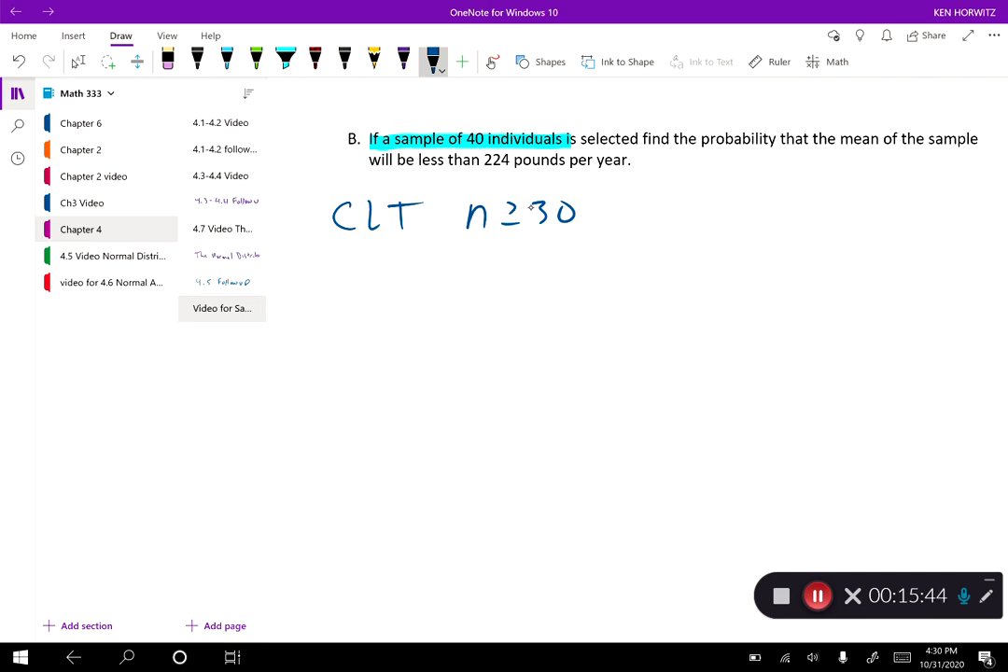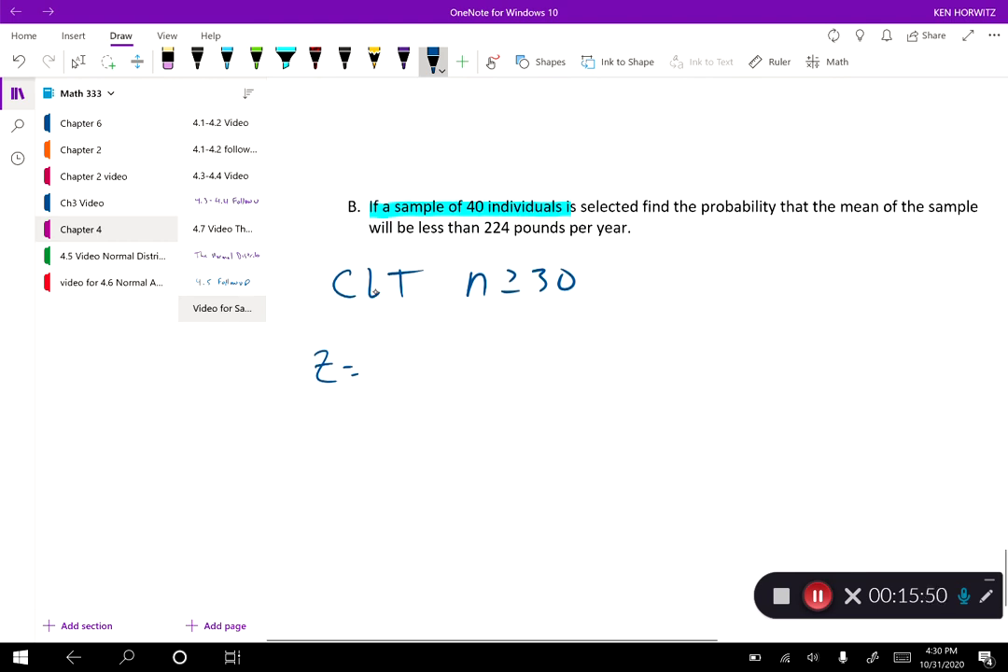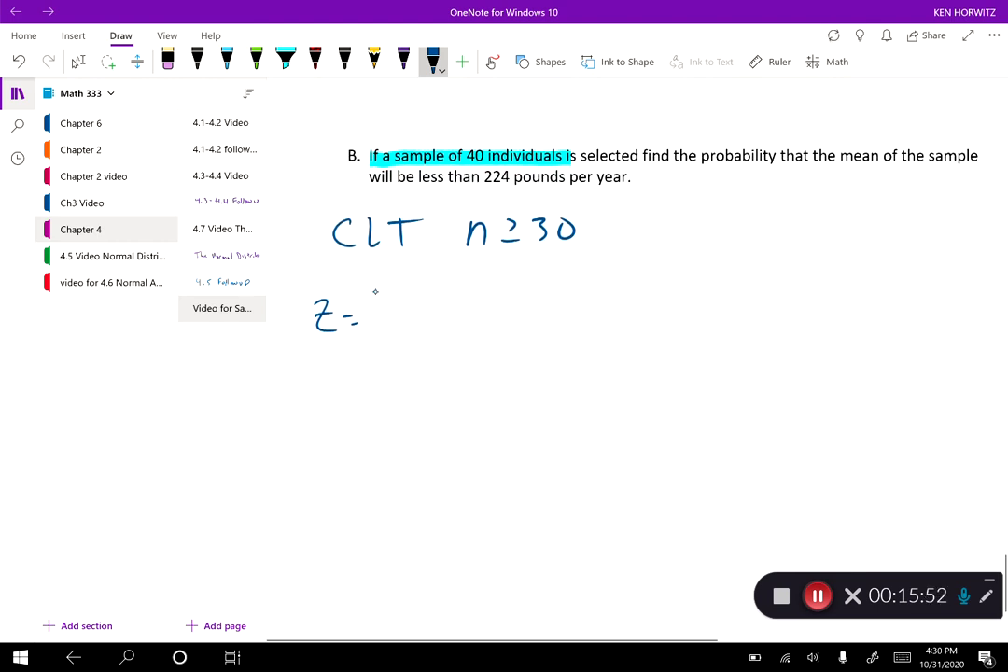All right, so we have to adjust our formula. So now z is, let's go back and see. So our x bar is going to be 224 minus our mean 218.4, all over the standard deviation divided by the square root of the sample size. So why don't you pause the video, take a minute, and get your z.